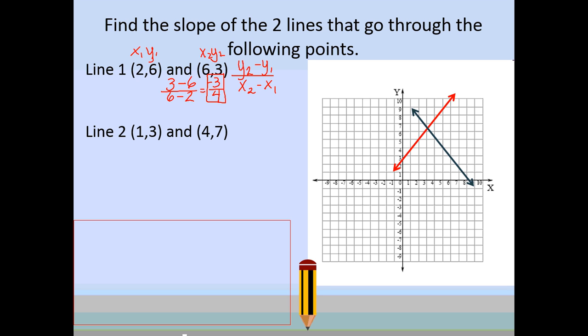Now if I do line 2 the same way, first point, second point, y from the second point is 7, minus y from the first point is 3, x from the second point is 4, minus x from the first point is 1, I get 4/3.